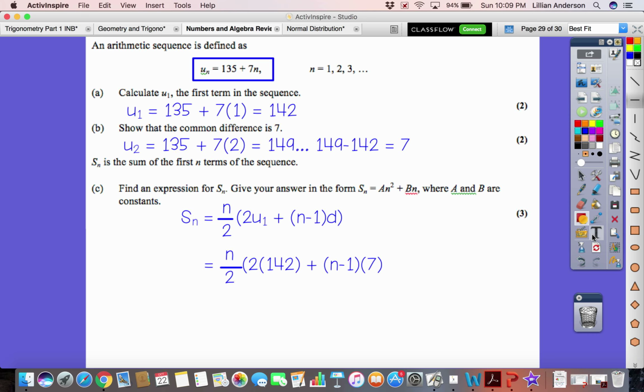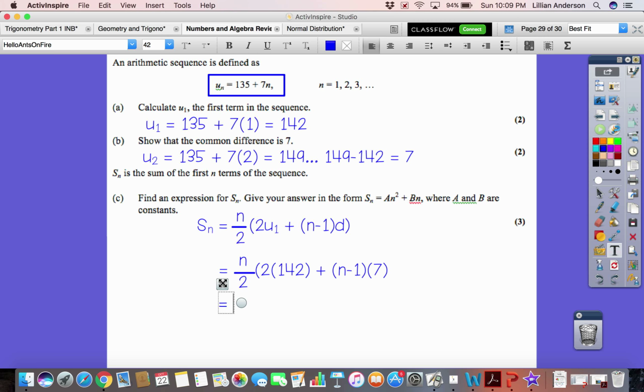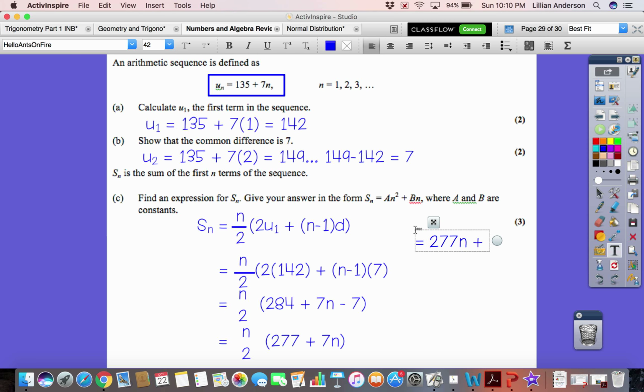Okay, so you actually had to show that, okay, well, let's see, that becomes 284 plus 7n minus 7. Once you distribute, you still have your n over 2 on the outside. And then you still would have your n over 2 on the outside as you combine like terms to get 277 plus 7n. And then you need to distribute. Okay, so when you distribute, you would end up getting 277 n over 2 plus 7 over 2 n squared. Okay, I am going to have to do it this way because I can't really give you fractions here.